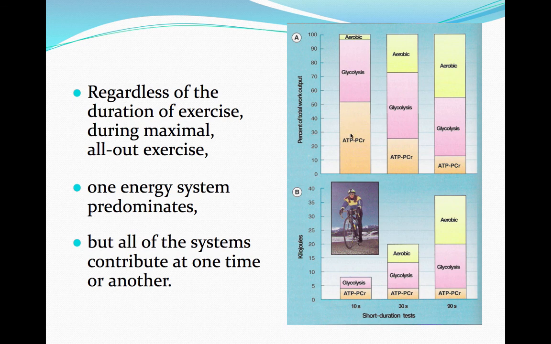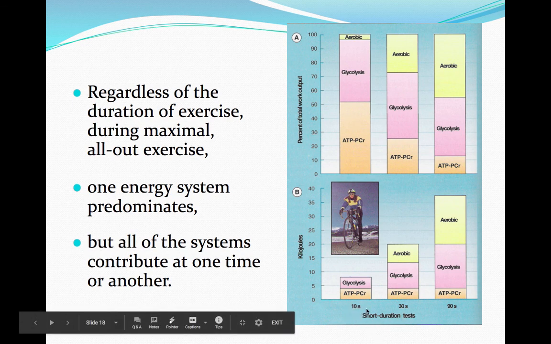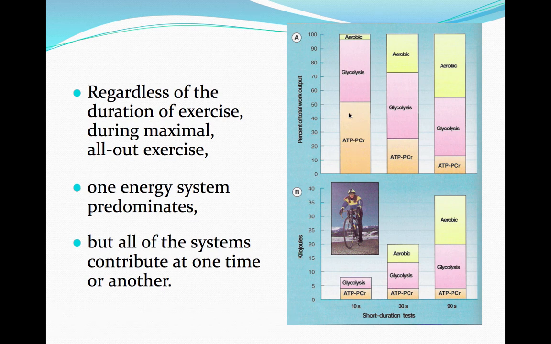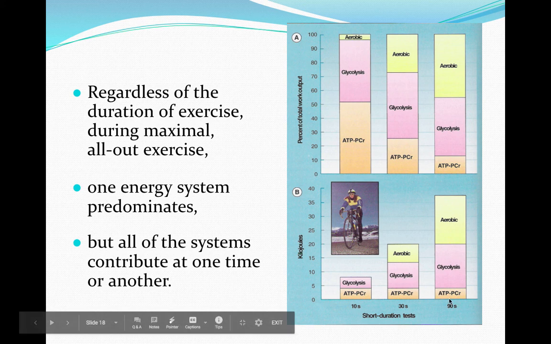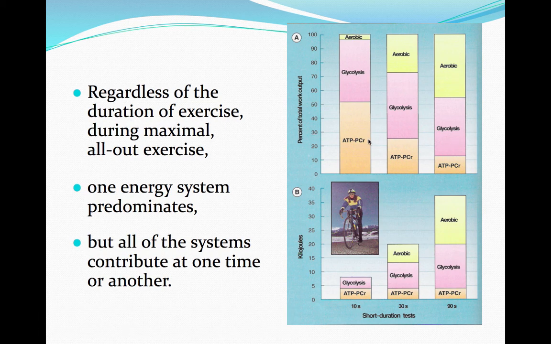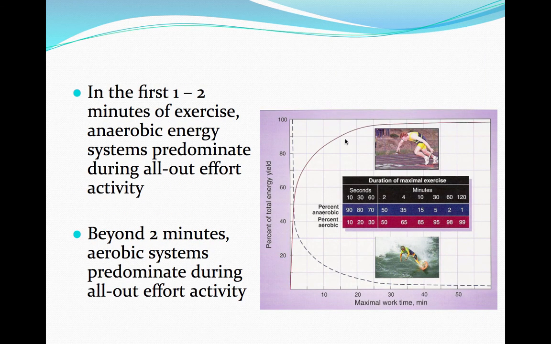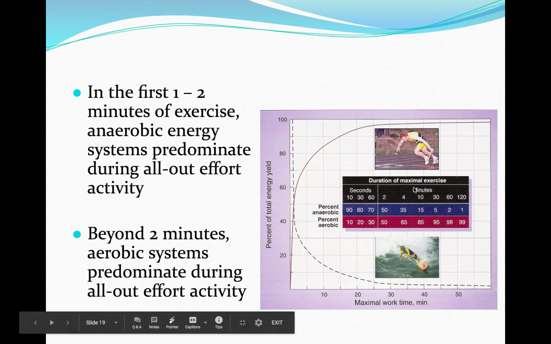You can see here that in short duration tests of high intensity, 10 seconds, the percentage of the total work output, meaning where you're getting your energy from, is primarily creatine phosphate, ATP, and a little bit more glycolysis, but hardly any aerobic, but it doesn't switch off. By the time you're at intense exercise of 90 seconds, you are absolutely working with the glycolysis and the aerobic systems.